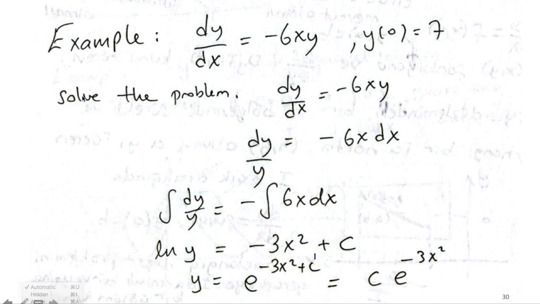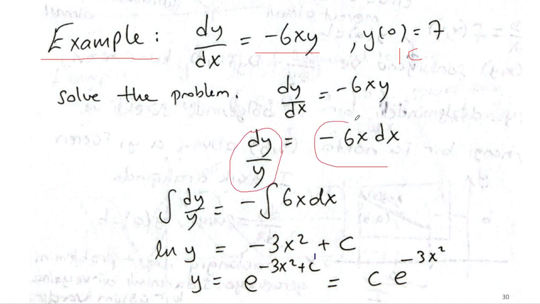Now let's look into some examples. dy over dx equals minus 6 times xy. The initial condition is again given, y of 0 equals 7. This is an example of a separable equation, because we can collect all the y terms on the left side and all the x terms on the right hand side of the equation. Since we are able to do this, we can integrate both sides of the equation and write down ln y equals minus 3x squared plus c, and we can obtain the solution for y.